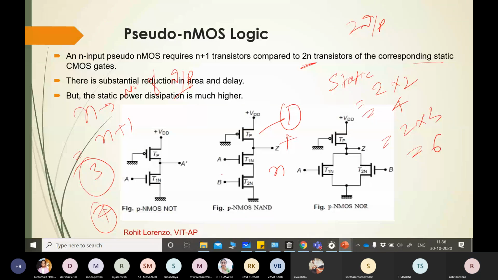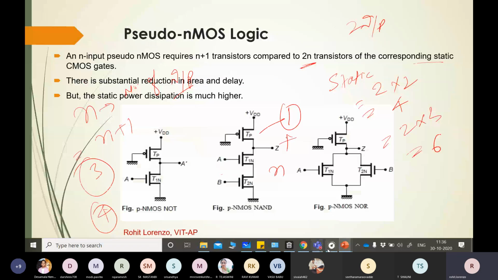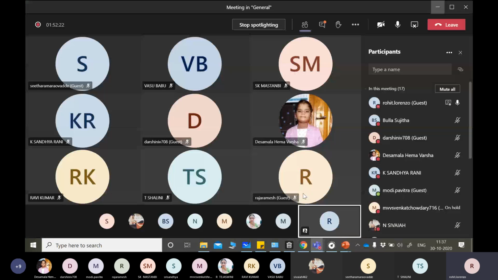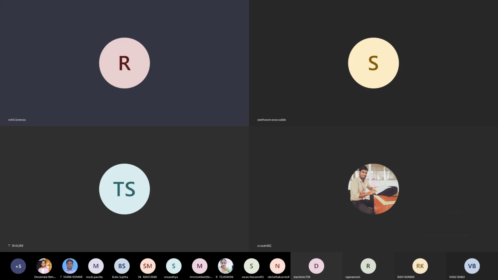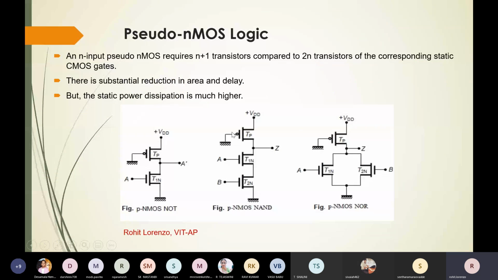Now, if you see this technique, the eraser is gone. Wait, I'm sharing it again. Yes, the screen is visible to all.